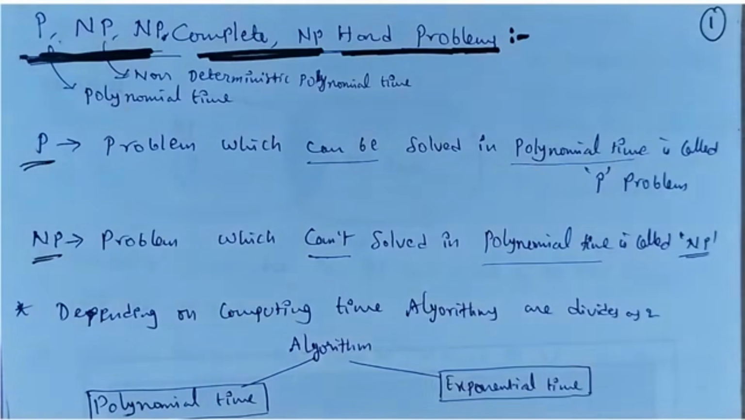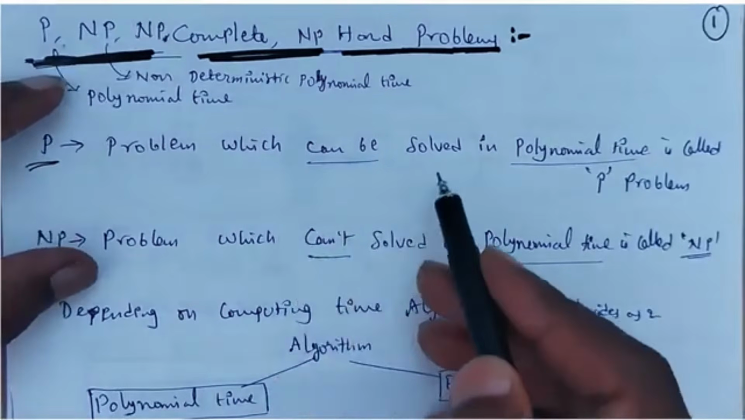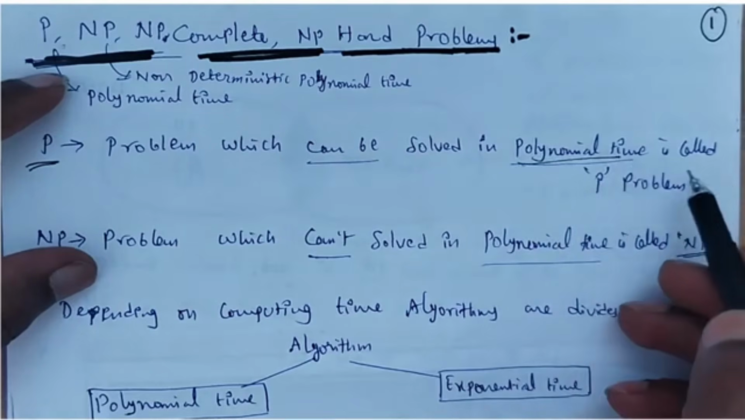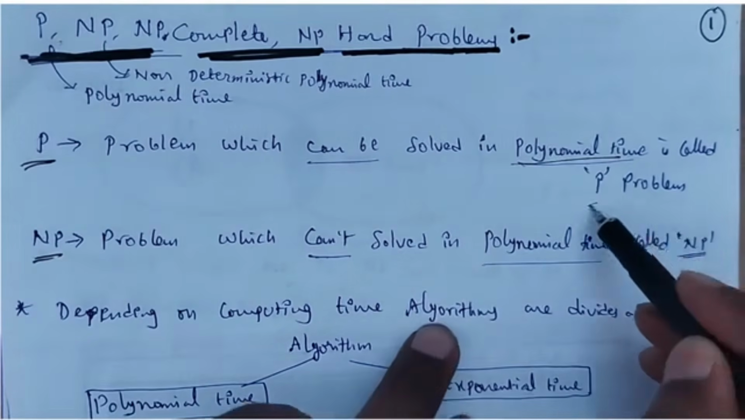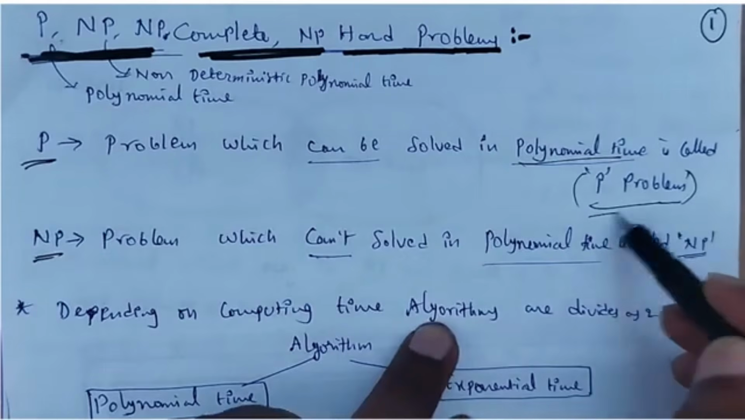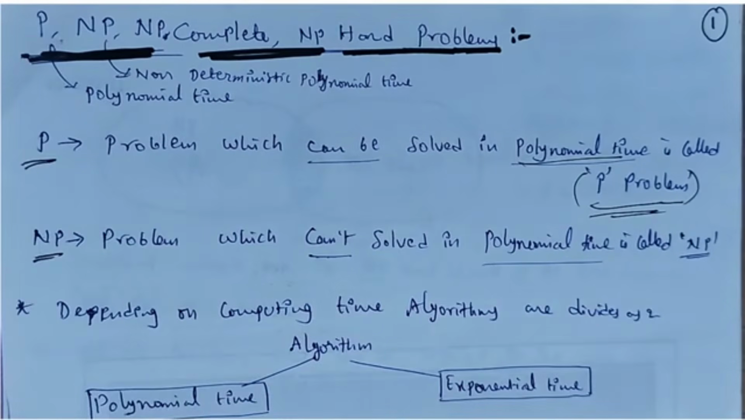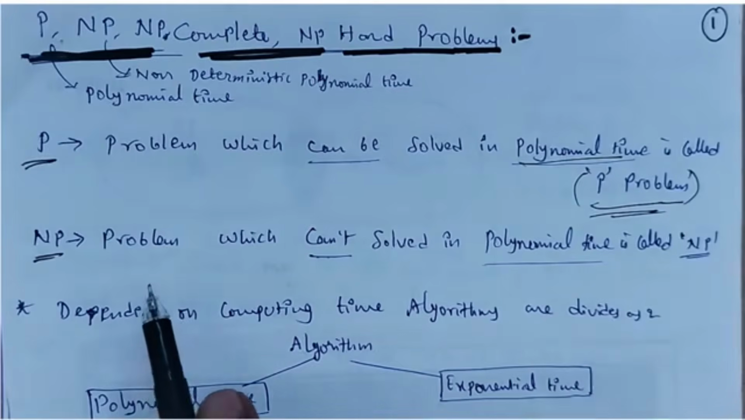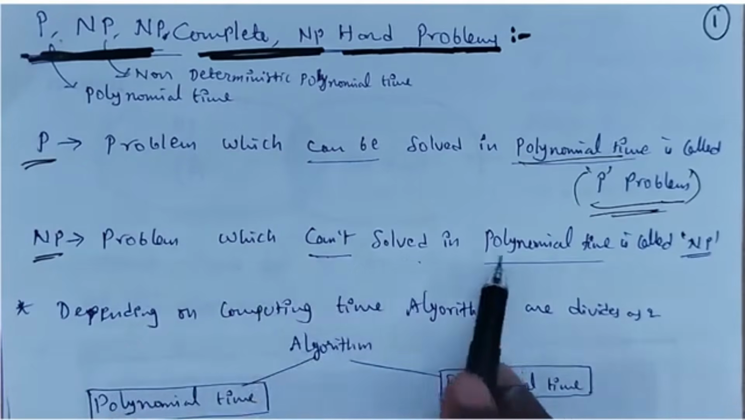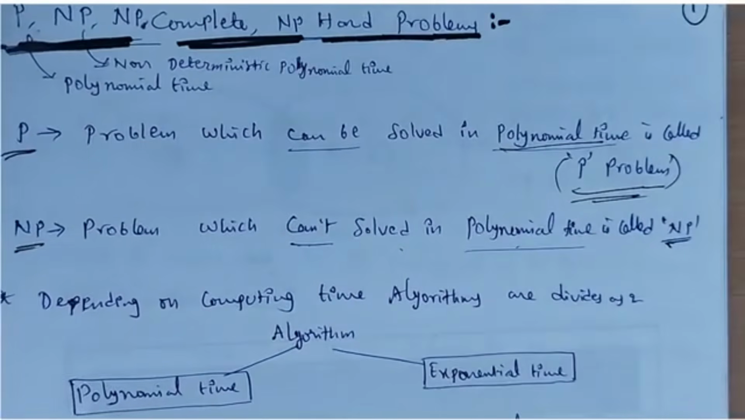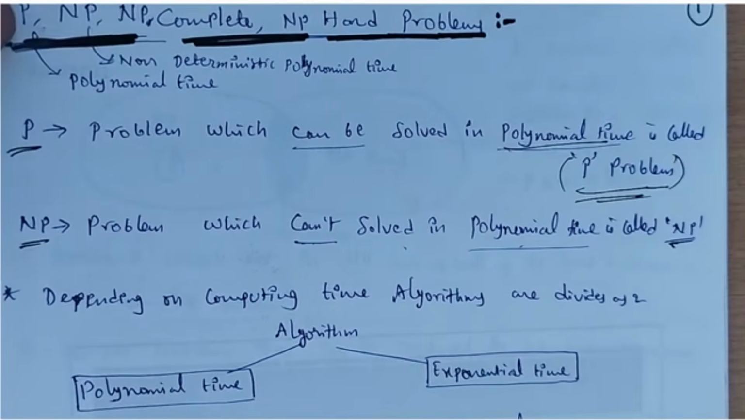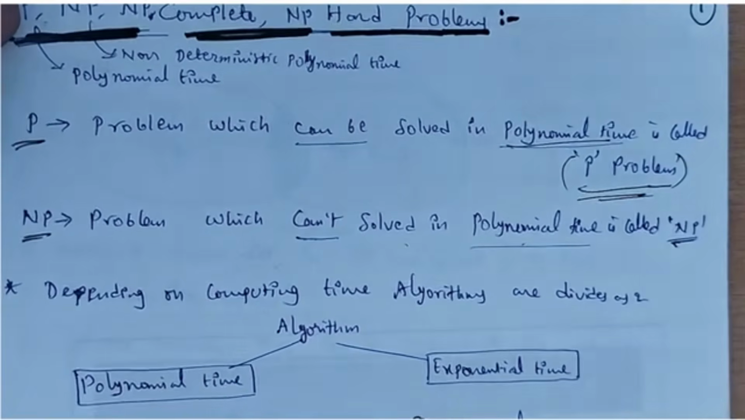First, what is the meaning of P problem? If a problem can be solved in polynomial time, then it is called a P problem. Similarly, what is the meaning of non-deterministic polynomial time, that is, an NP problem? If a problem cannot be solved in polynomial time, then it is called an NP problem. If it is solved, that is polynomial time. If it is not solved, that is called non-deterministic polynomial time.